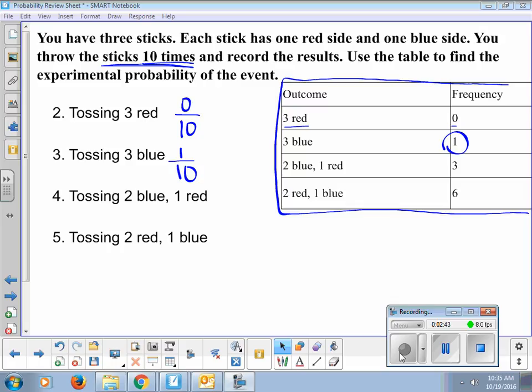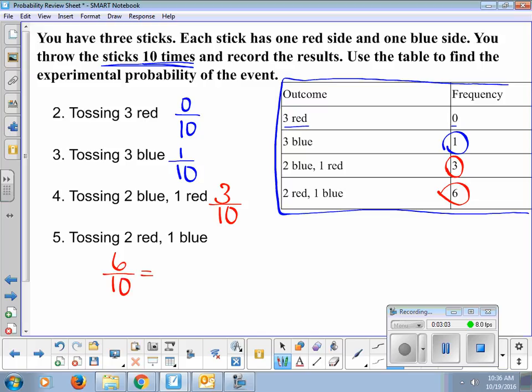Okay, so for number 4, tossing 2 blue and 1 red, how many times did that occur? 3 out of how many total? 10. And for tossing 2 red and 1 blue, how many times did that occur? 6 out of 10, which can be simplified to 3/5.